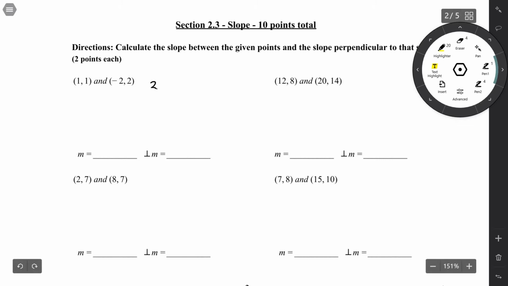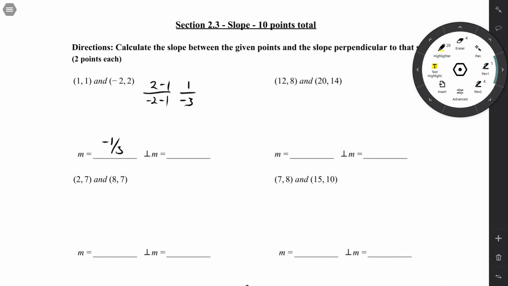So let's see, 2 minus 1 over negative 2 minus 1. So we would get 1 over negative 3. So I'm going to write the initial slope as negative 1 over 3. And the perpendicular slope, I'm going to flip this upside down, so 3 over 1. And if it is negative, I'm going to make it positive, and if it is positive, I'm going to make it negative. So I'll just leave this positive. And really, you can write this as just 3. That's what 3 over 1 is. If you write 3 over 1, that's fine. I'll give you full marks for that.